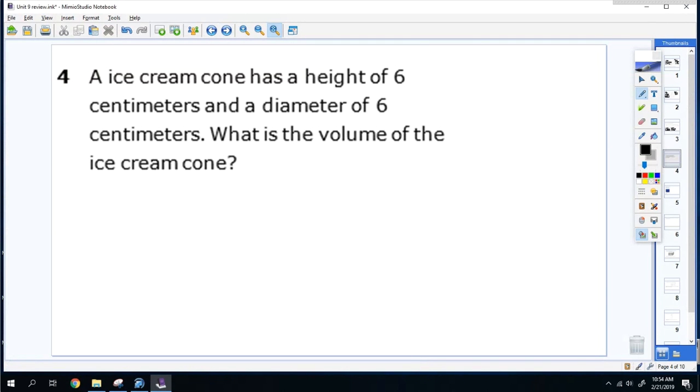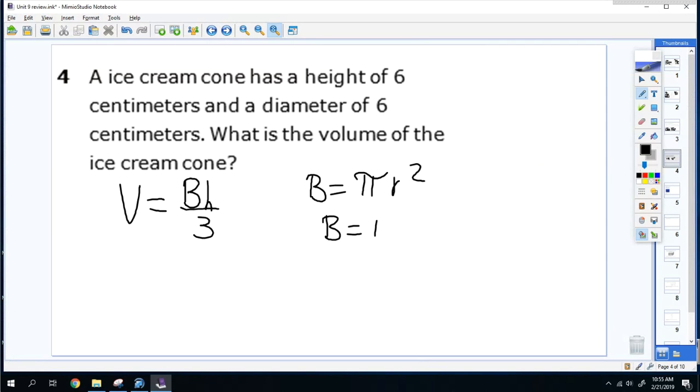Number 4, an ice cream cone has a height of 6 centimeters and a diameter of 6 centimeters. What's the volume of the ice cream cone? So the volume formula for a cone is V is equal to big B times H divided by 3. Big B is going to be pi r squared. Pi is just pi. The radius will be 3 squared. Pi times 3 squared is 28.27.